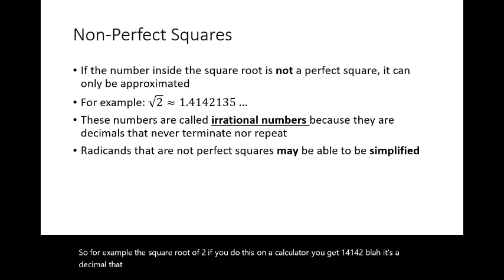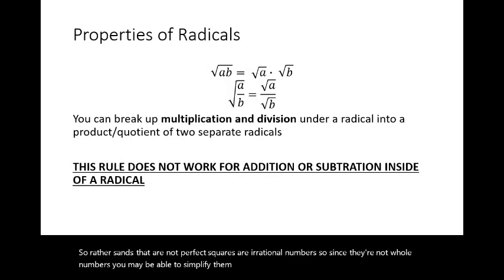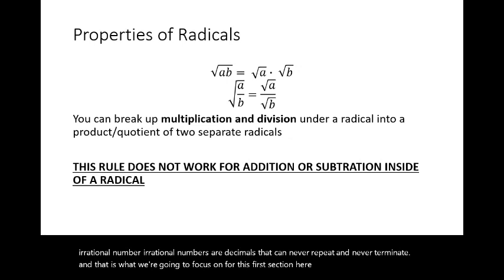This is what is called an irrational number. Irrational numbers are decimals that can never repeat and never terminate. So radicals that are not perfect squares are irrational numbers. So since they're not whole numbers, you may be able to simplify them. And that is what we're going to focus on for this first section here. Now, before we get into that, we do need to cover a couple of important properties of radicals.